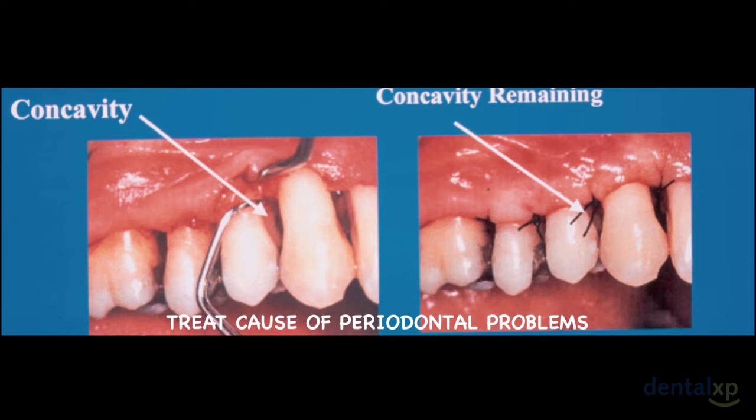This technique was devised to allow for better access to the mesial concavity and other areas where irregularities on the root surface were an issue. This procedure was called the modified Widman flap. The problem that I have is, if the cause is a concavity and we don't remove the concavity, why wouldn't the problem reoccur down the road?